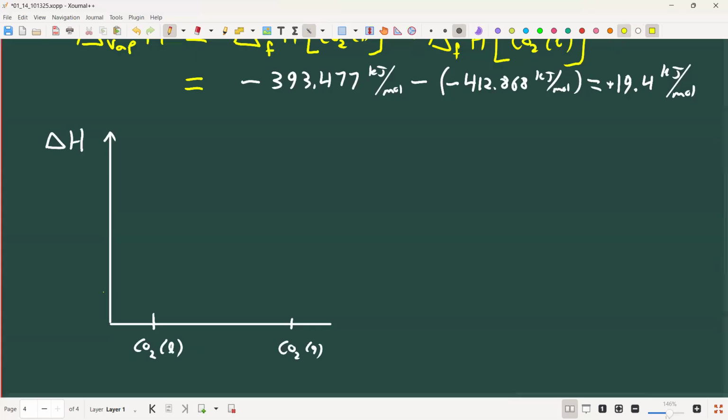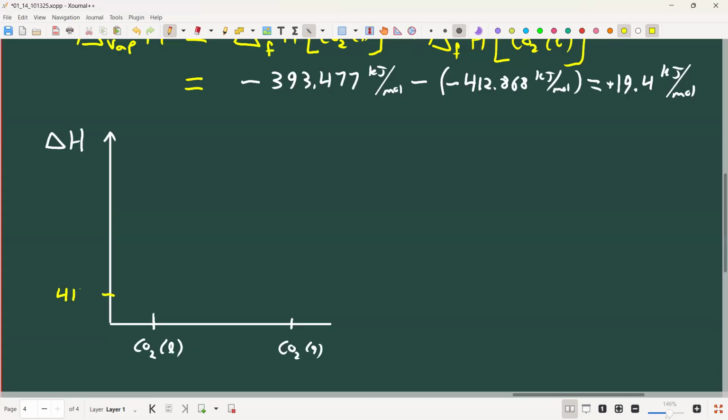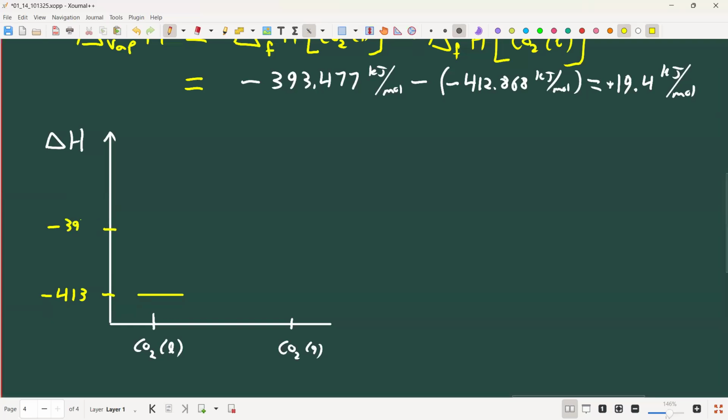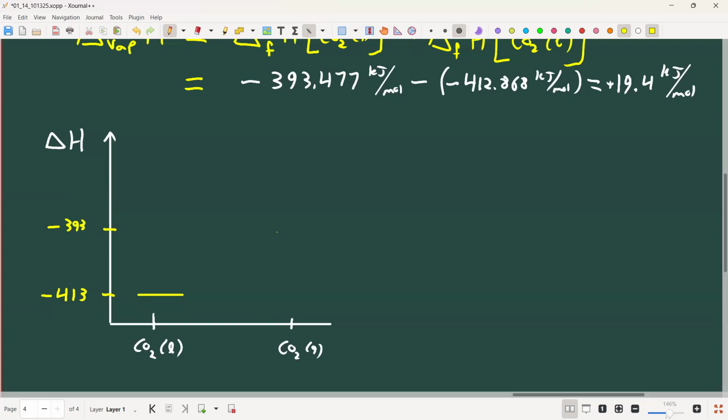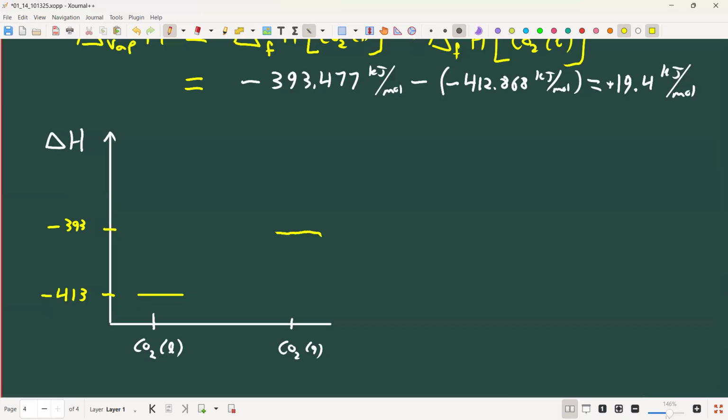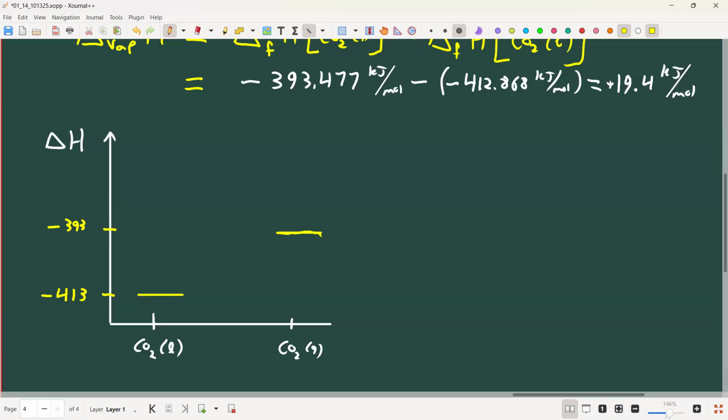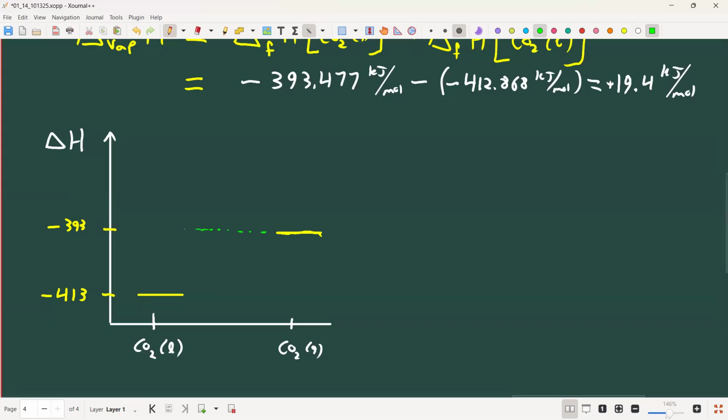All right, so the liquid is at minus 412. Let's do minus 413. And I'm going to put a little line here, minus 414 for the liquid, and then minus 393 for the gas. Okay, so these are the enthalpies of my two states, of my products and my reactants, right? And the difference in enthalpy is just the vertical distance between the two, right? So I can just draw a little line here like this, and this is my vaporization enthalpy at room temperature.